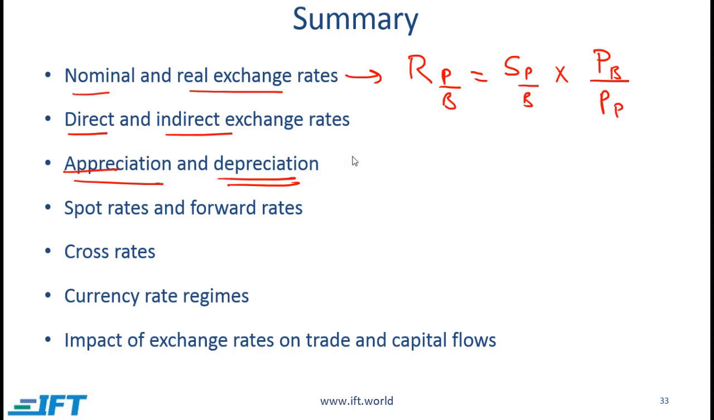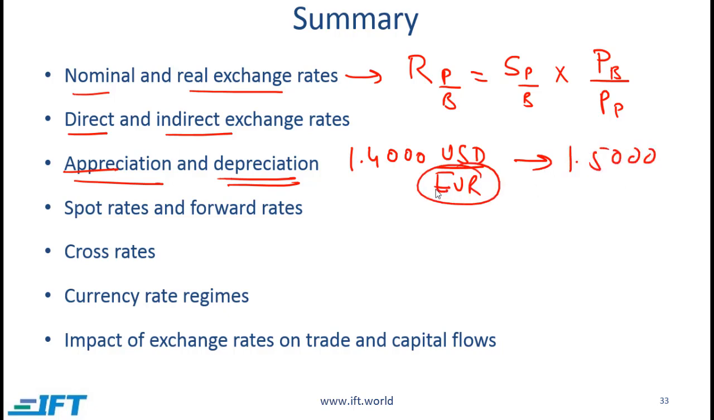If we have the following exchange rate quote, 1.4000 USD for 1 euro, and this number goes up to 1.5. Here euro is the base currency. If the exchange rate goes up, this means that the euro or the base currency is becoming stronger and the price currency is becoming weaker.